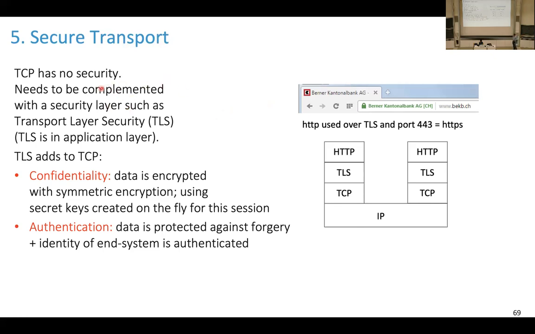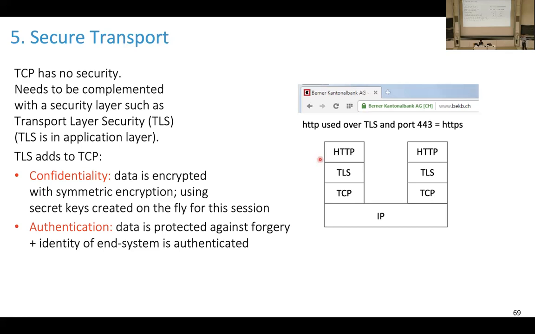That's why they needed to add something, another thing, which is Transport Layer Security. This is a security layer. This thing is not in the transport layer. It is above. It is in the application layer. But I present it today because you never use TCP currently.